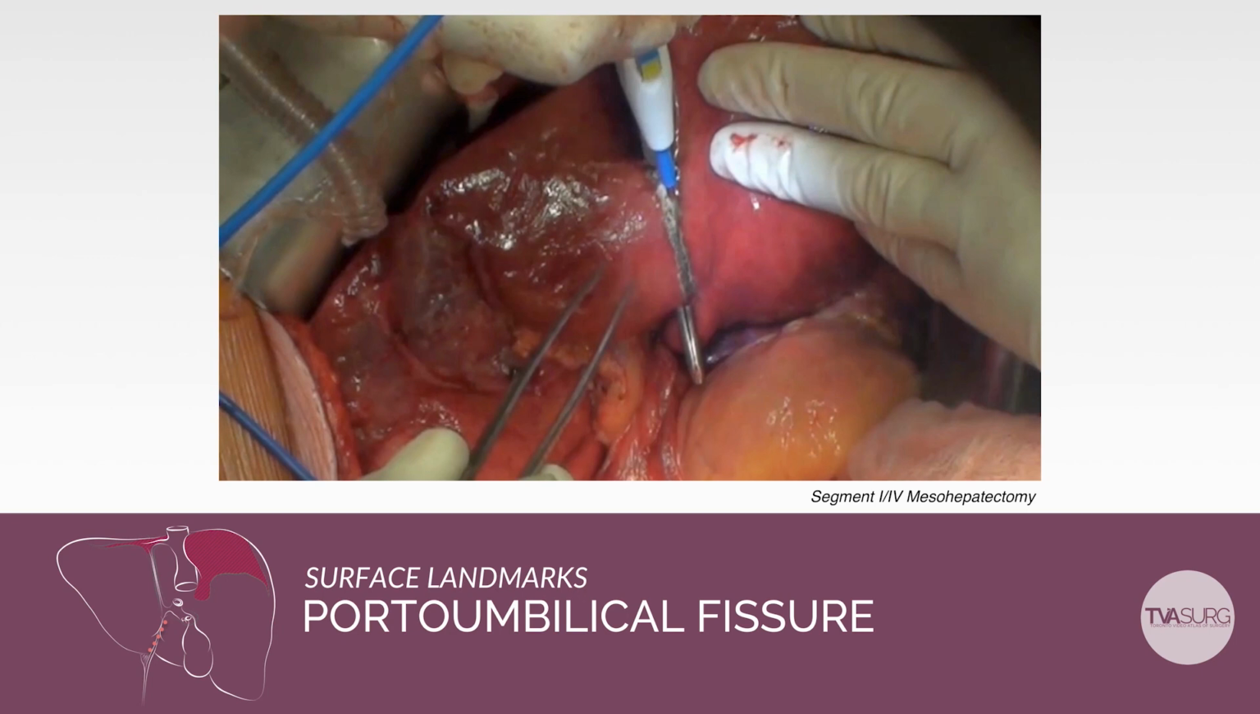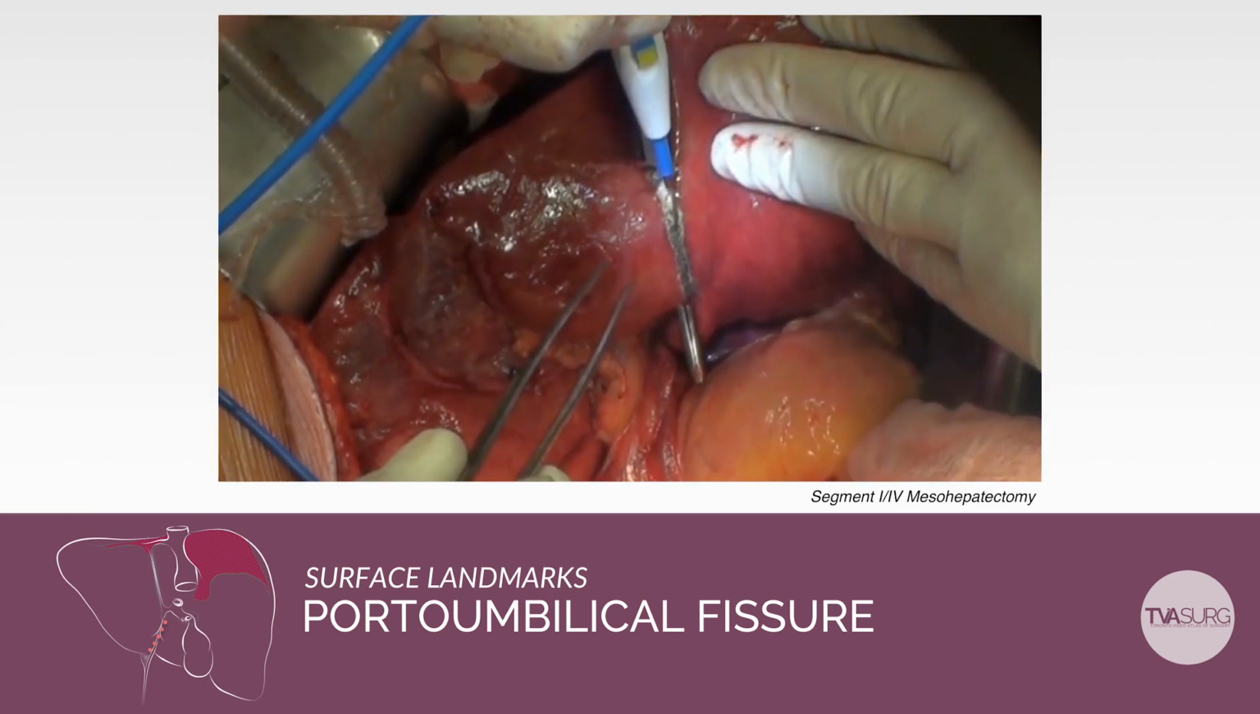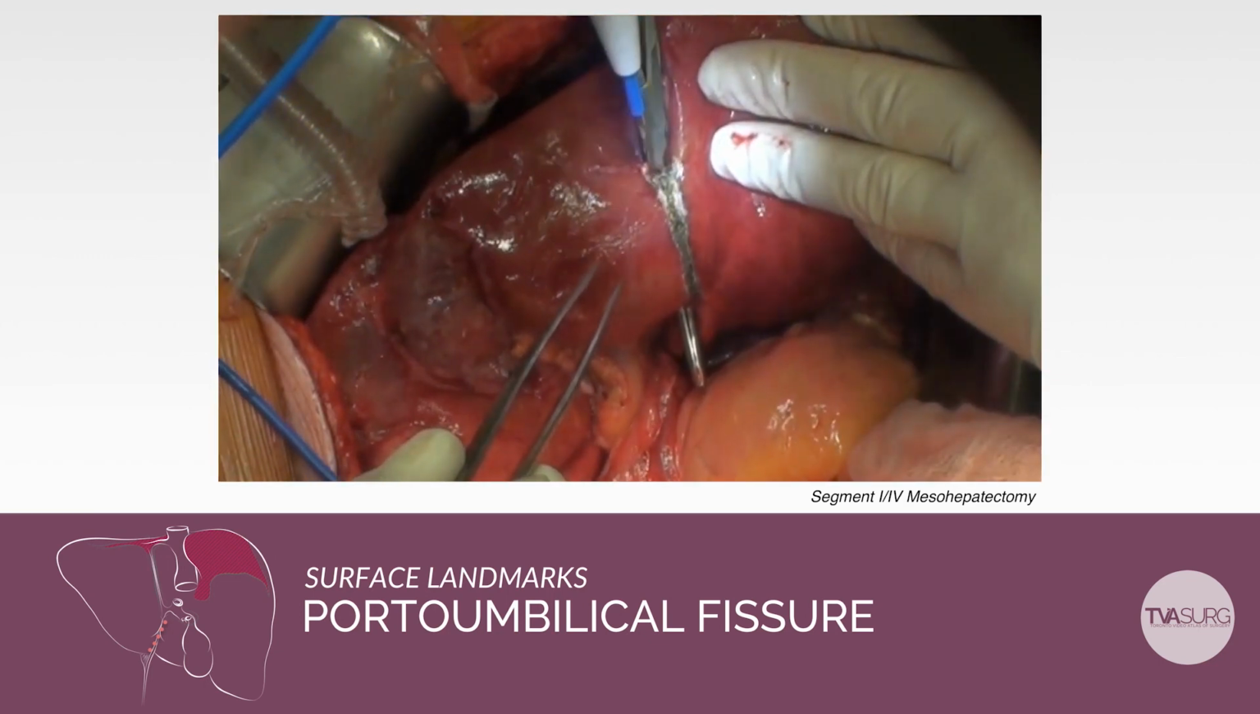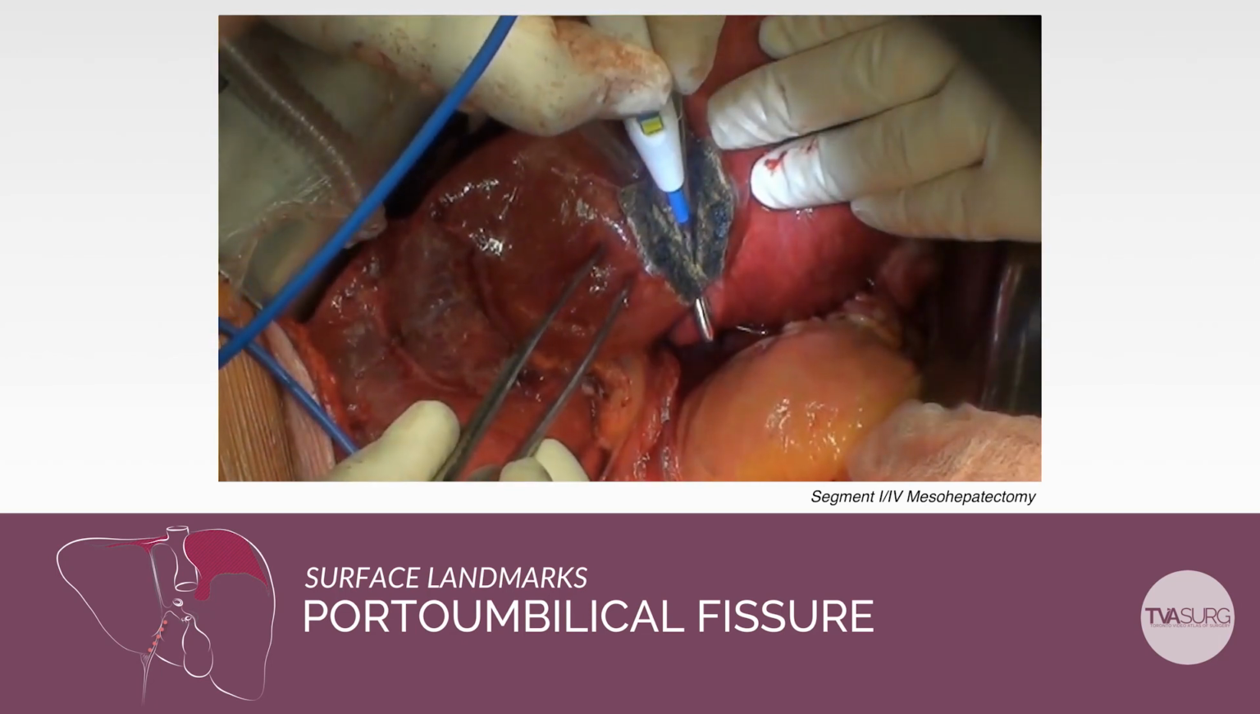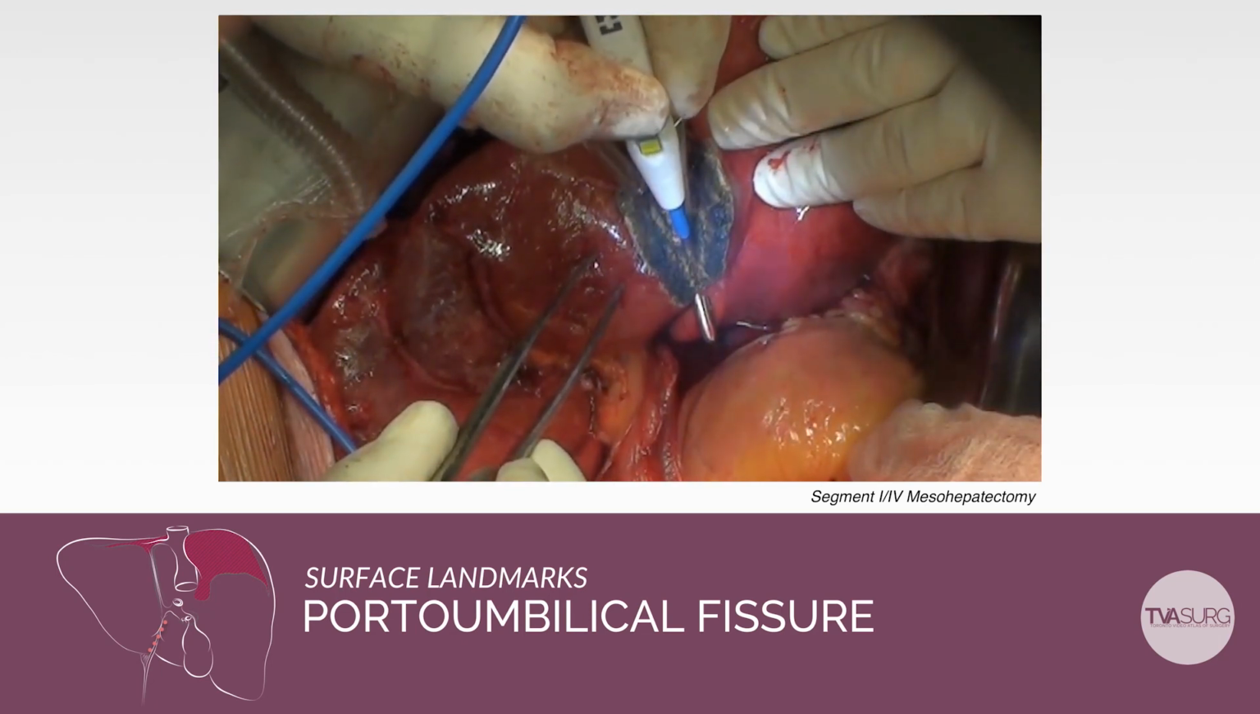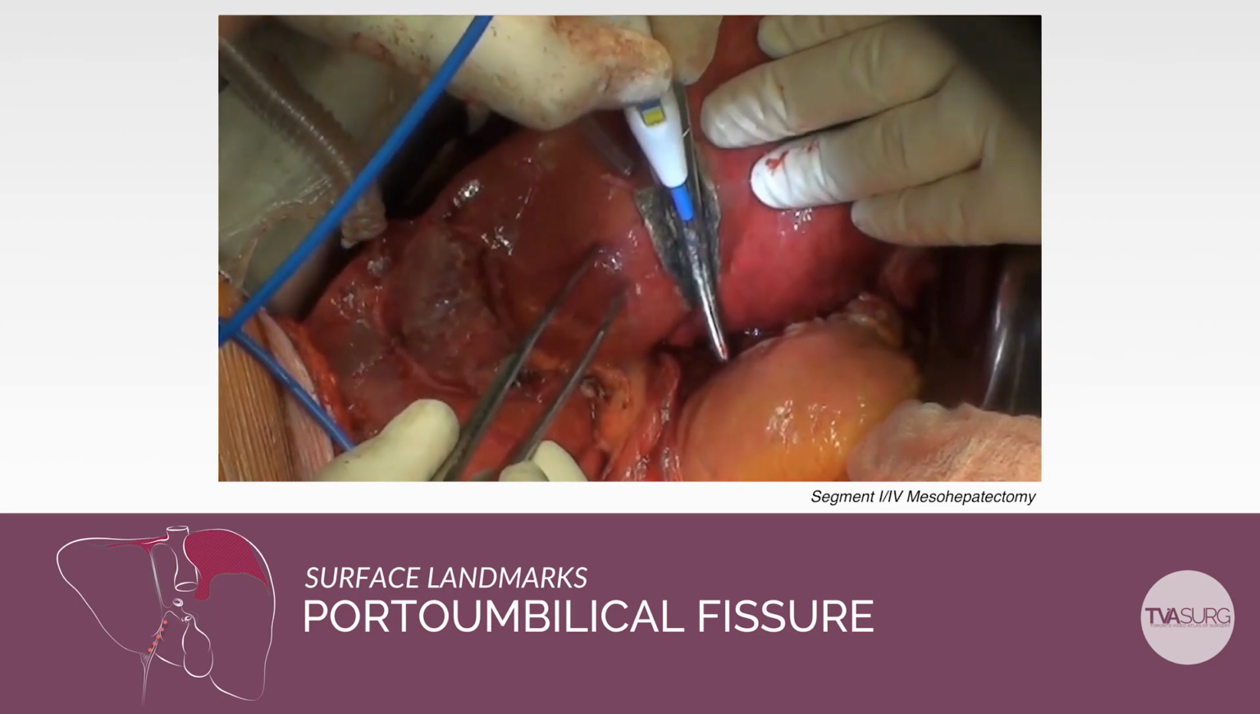Here the liver is reflected towards the head so the undersurface of the liver is accessible. The forceps is placed through the tunnel, and that tunnel is the fissure. Note the parenchymal bridge here is unusually thick. The size of the bridge varies.